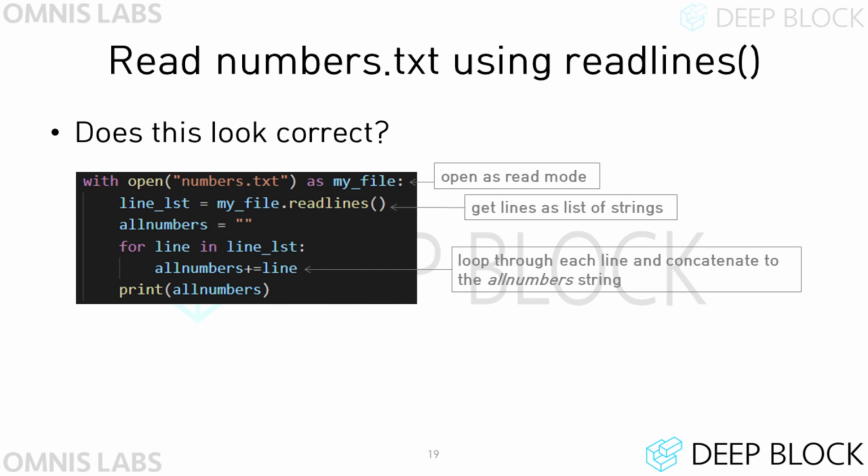First, create the file object myFile. After that, all lines of the file are read and stored in lines list. Then create a string called allNumbers. Then, the string of each line existing in lines list is appended to allNumbers. At the end of the iteration, the program prints allNumbers.